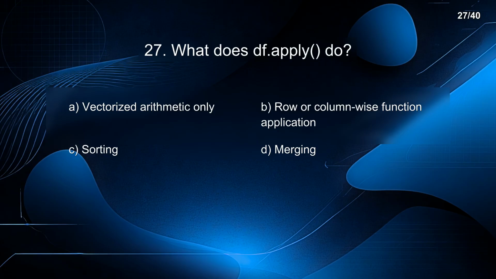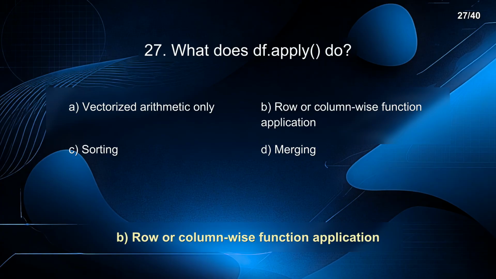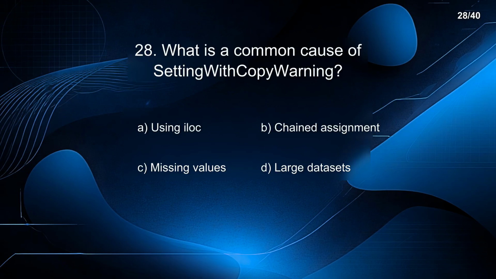Correct answer is B. Row or column-wise function application. 28th question. What is a common cause of SettingWithCopy warning? A. Using iloc. B. Chained assignment. C. Missing values. D. Large datasets.